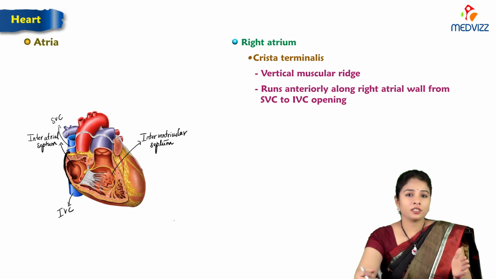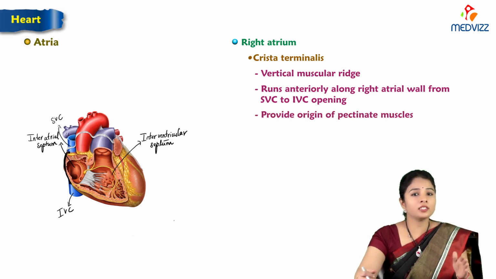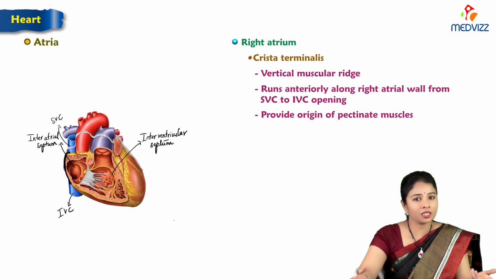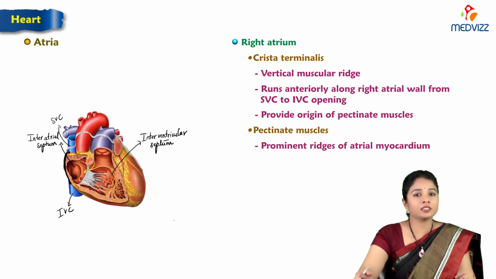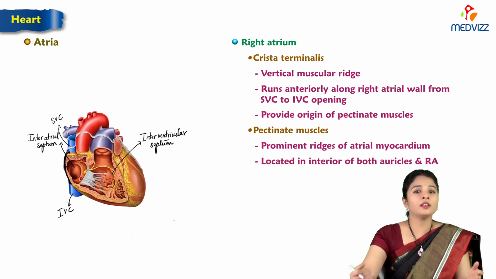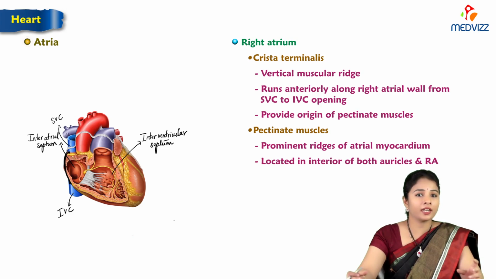This crista terminalis provides the origin of pectinate muscle, or musculi pectinati. Pectinate muscles are the prominent ridges present in the anterior wall of the right atrium. Internally you can see these prominent ridges made of myocardium located in the interior of both the auricles as well as the right atrium.